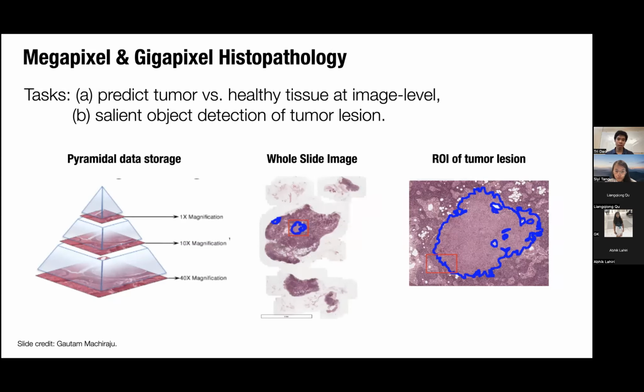similar application. For example, the talk last week from Richard also talked about gigapixel histopathology. Let's say the task here is you might want to predict tumor versus healthy tissue at different image levels, or you want to do object detection for tumor lesions. And pathology images are usually stored at different resolutions, and you want to model and incorporate information from different resolutions, be it at the cell level, or at the organelle level, and things like that.